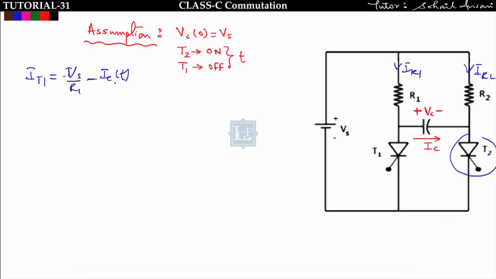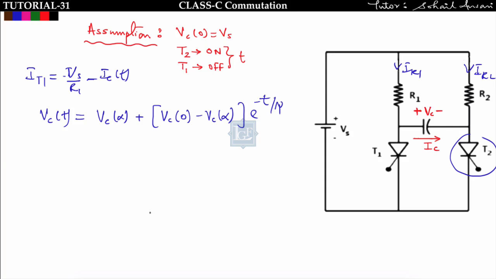In order to find the IC of T, first we will find Vc of T. So we know that Vc of T in an RC circuit is Vc of infinite plus Vc of 0 minus Vc of infinite, into e to the power minus t upon tau. I can write it like this. What is the Vc of t? So what will be the Vc of infinite? See, Vc of 0 we have already assumed to be equal to Vs. Now what will be the Vc of infinite?